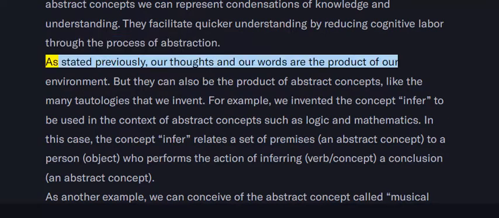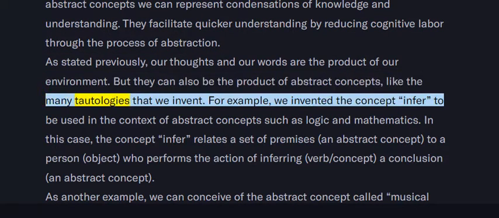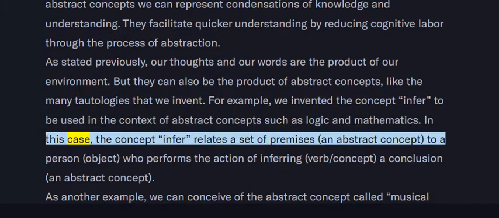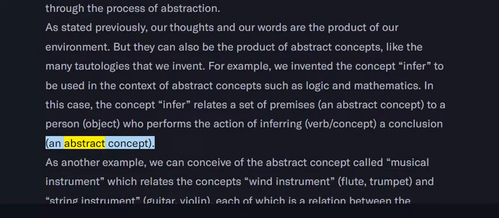As stated previously, our thoughts and our words are the product of our environment. But they can also be the product of abstract concepts, like the many tautologies that we invent. For example, we invented the concept infer to be used in the context of abstract concepts such as logic and mathematics. In this case, the concept infer relates a set of premises, an abstract concept, to a person, object, who performs the action of inferring, verb/concept, a conclusion, an abstract concept.